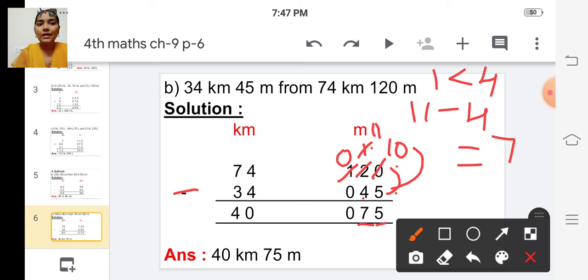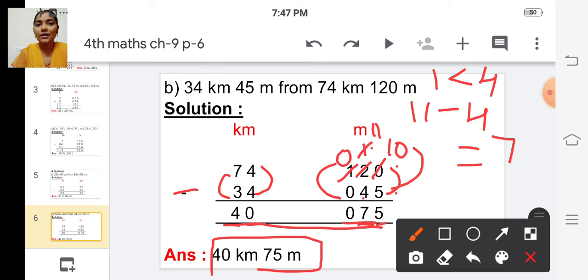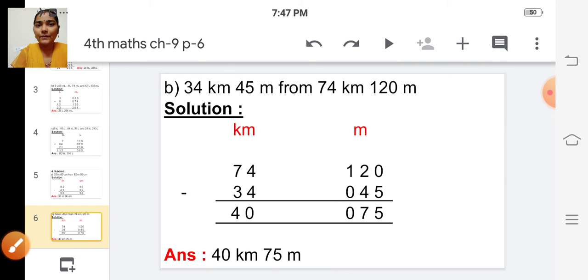And in the next place, 0 minus 0 is 0. Now subtract this: 4 minus 4 is 0, and next 7 minus 3 is 4. So the final answer is 40 kilometer and 75 meter.